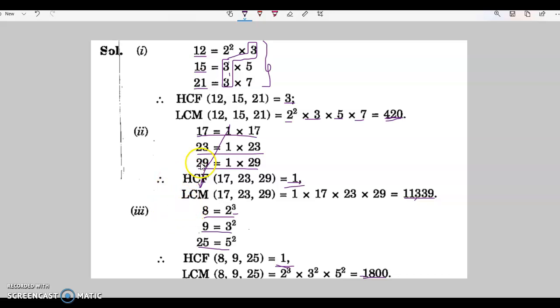For calculating the LCM, as I told you, you have to take all the factors with highest power. So for that, you have to take 1 into 17 into 23 into 29. The product of these numbers gives you 11,339. Therefore, the HCF and LCM of 17, 23 and 29 is 1 and 11,339 respectively.